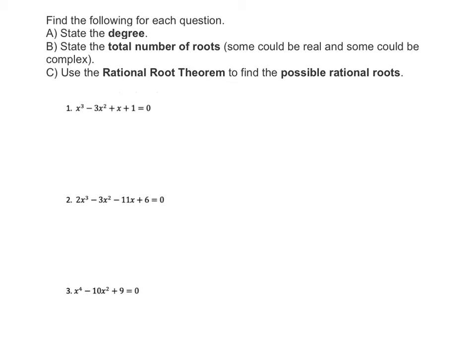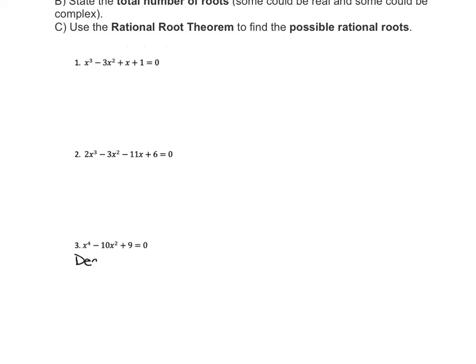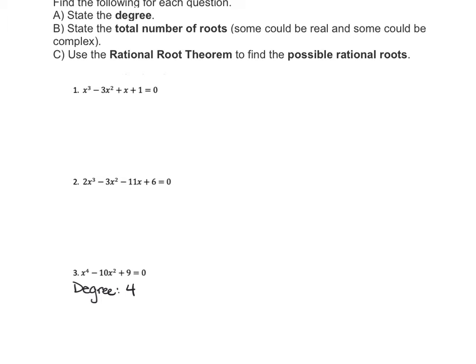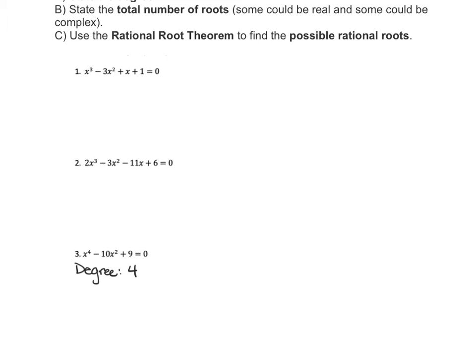So if we take a look at the steps we're being asked to do, first thing we want to do is state the degree. We practiced that a lot last unit. Remember, in standard form, it's just the highest exponent. So in this case, the degree is 4. Next, it states, state the total number of roots, or how many roots you could have. Some might be real, some might be complex or imaginary. We can have as many roots as we have degree. So the total number of roots is 4.